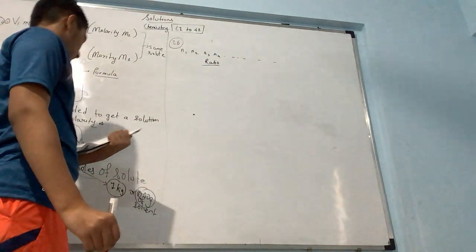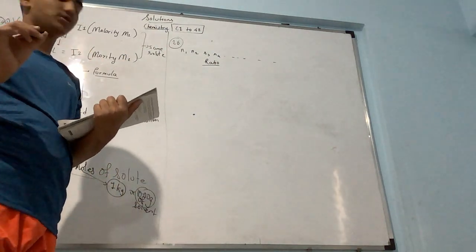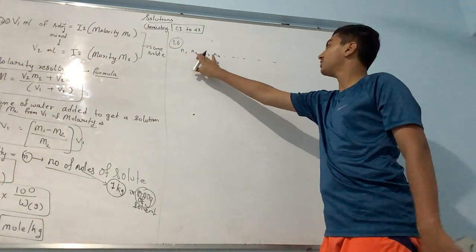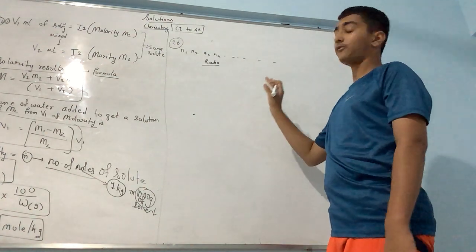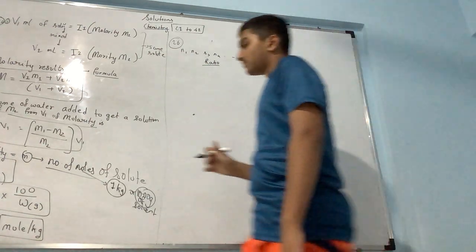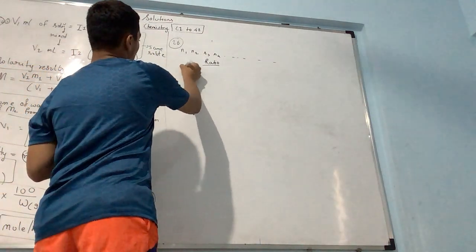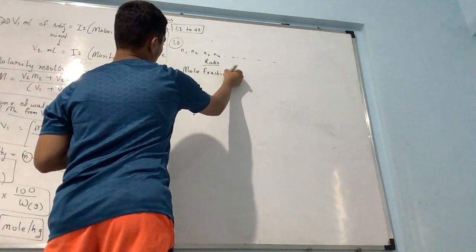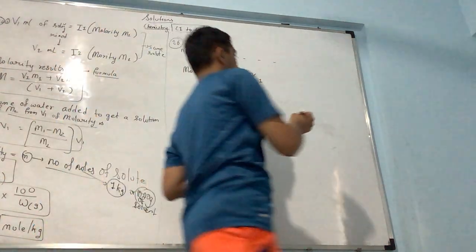So the total number of moles of all the components of the solution is called mole fraction. Understood? If you want to find a ratio between the moles, you will have to find it in the way of mole fraction. This was the definition of mole fraction. The formula will be, and mole fraction's symbol is chi. This sign is known as chi.